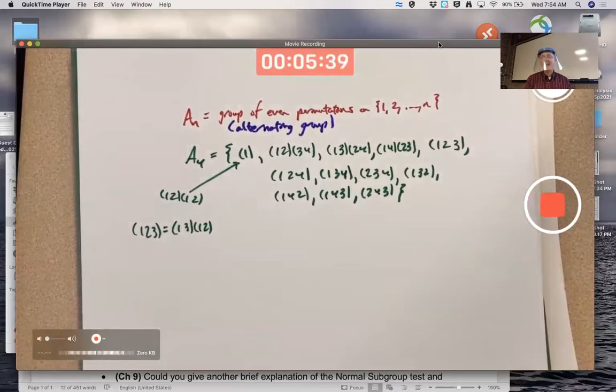If we're talking A5, then it would get more complicated. There would be 5 factorial divided by 2, 60 elements in A5. And so, yeah, that would take a lot longer. I wouldn't have you do that in an exam. But for example, 5-cycles in A5 would be even permutations.